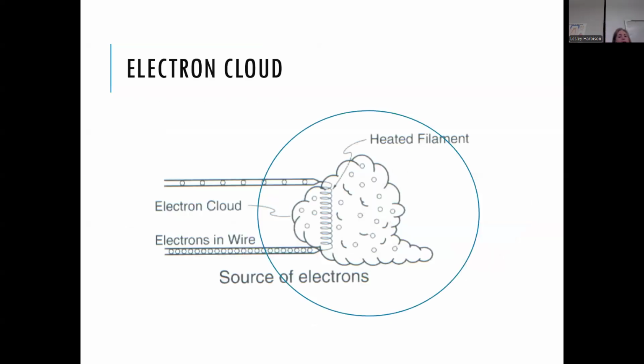Okay, so, slide 11. So this is just showing you the electron cloud. So that filament heats up and all those electrons pop off, boil off, and they just hover around the filament. So right now they're just available for the next step. They're not doing anything other than just hovering around this filament. And that happens when you turn on the machine and the electricity starts flowing and the filament heats up and electrons become available. So that's just sort of in that state until the next steps happen.